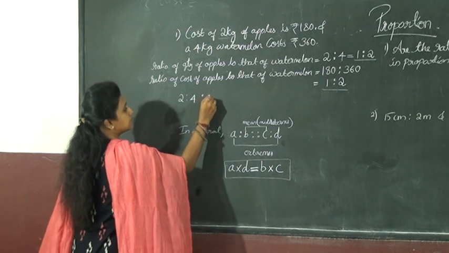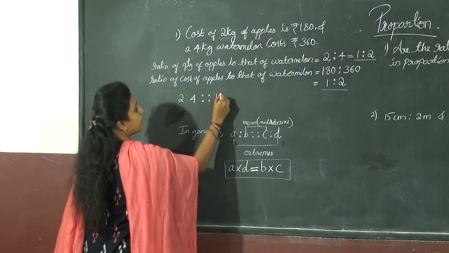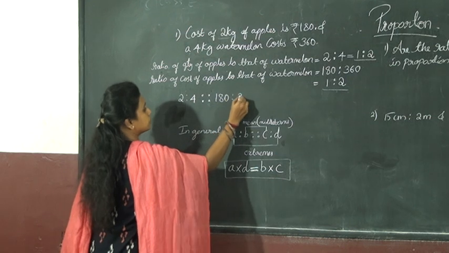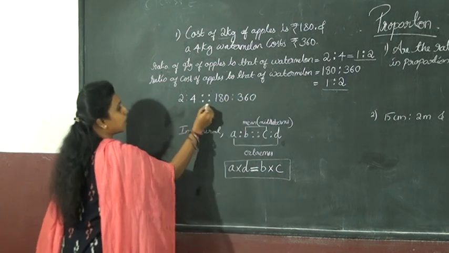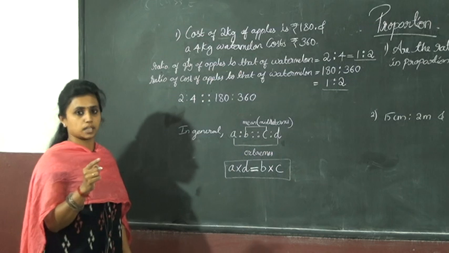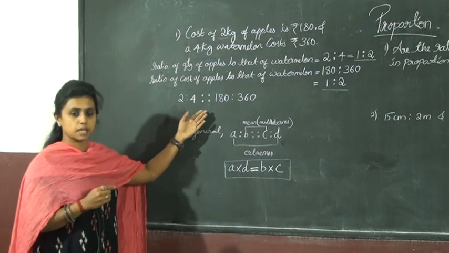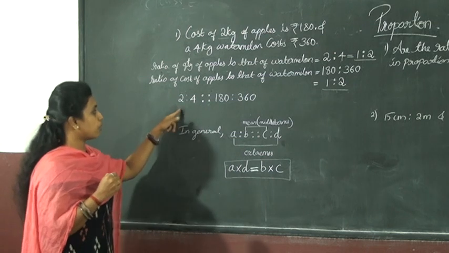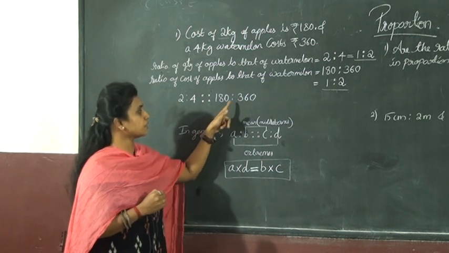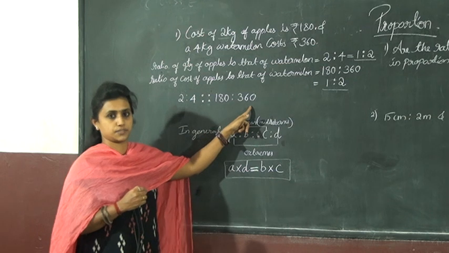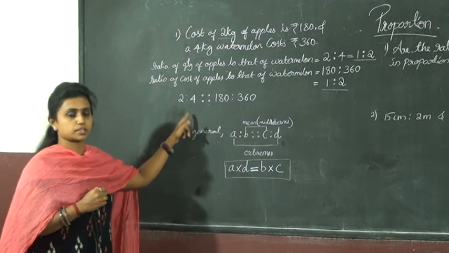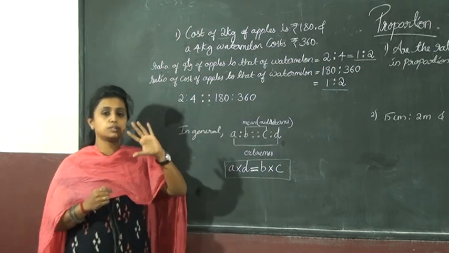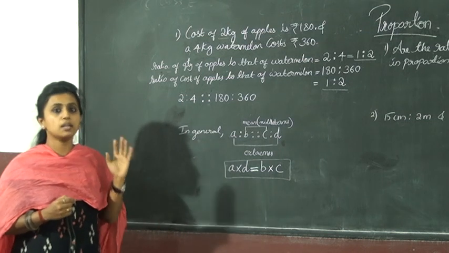2:4 is the same as 180 is to 360. The four dots mean equal to. Okay, they mean the same as or equal to. This is what is called a proportion. 2:4 is equal to 180 is to 360. Okay, they are in proportion. This is the concept of proportion. When both the ratios are equal, then they form a proportion.